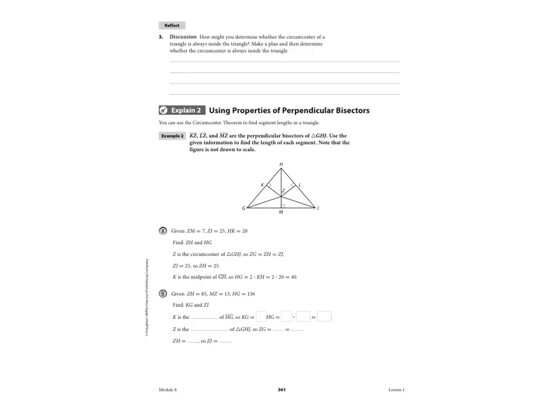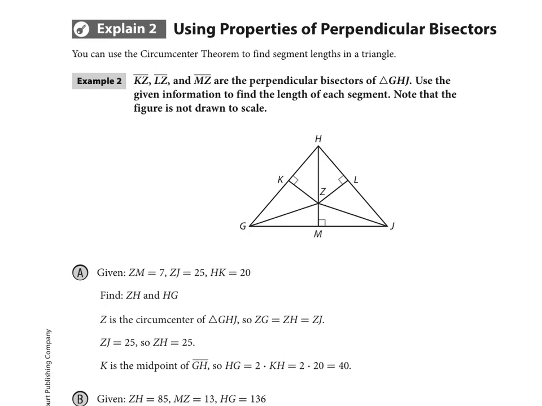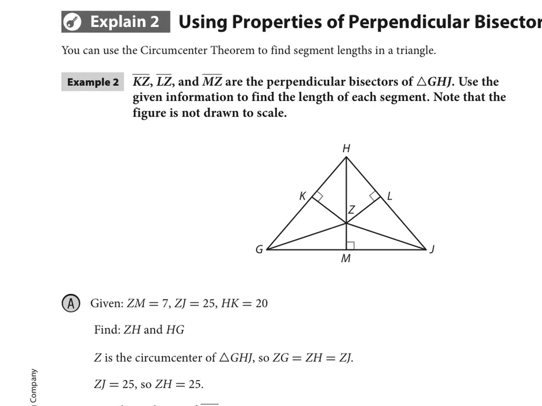So on the next page, 361, we're going to look and see how we can use this to find segment lengths. Okay, so A says we're given ZM equals 7, I'm going to write a little 7 there, ZJ equals 25, and HK equals 20, okay? And so we have the 3 perpendicular bisectors. And we're going to find the length of each segment.